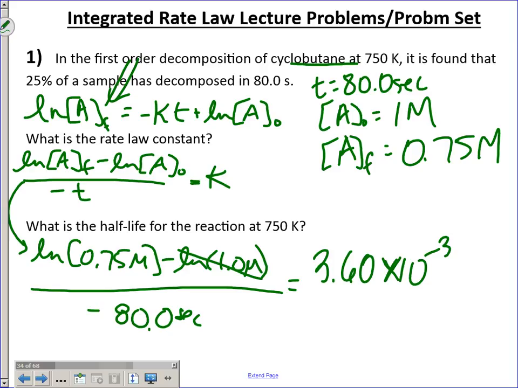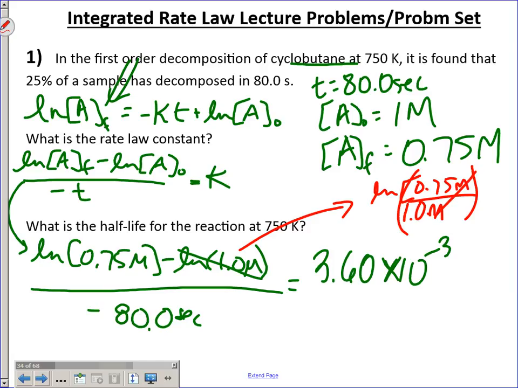Ln of these two values, you think the molarity stays because you're like, well, the molarity's there. But mathematically, that is actually ln of 0.75 molar over 1 molar, right? Isn't that mathematically the same? What happens to my molarity units? They cancel. There is no molarity left.